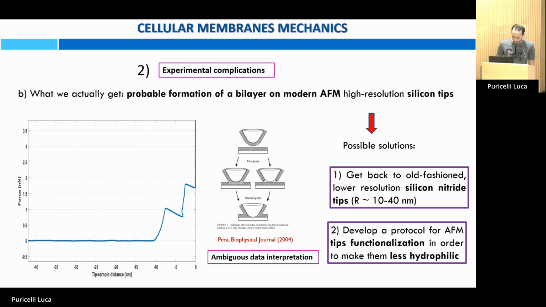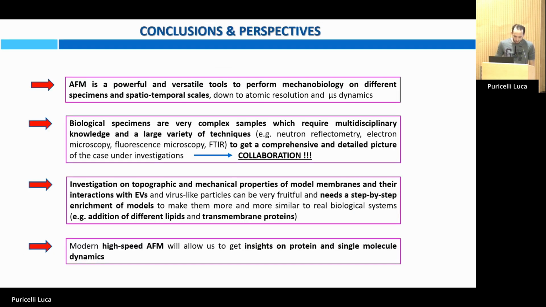So we are trying to face this problem with two strategies: possibly getting back to old-fashioned silicon nitride tips, which nowadays are not widely used because they have a lower resolution, or developing a protocol for tip functionalization in order to make them less hydrophilic and avoid the possibility of formation of this bilayer also on the probes, which makes it actually impossible to understand from the first curve which part we have to analyze, or if we are measuring the properties of the bilayer attached to the probe instead of the one deposited on the substrate.